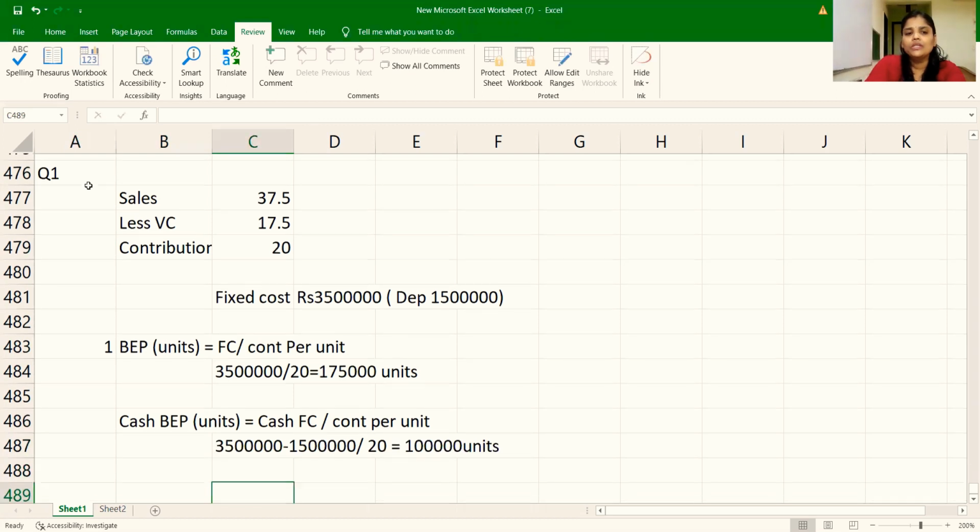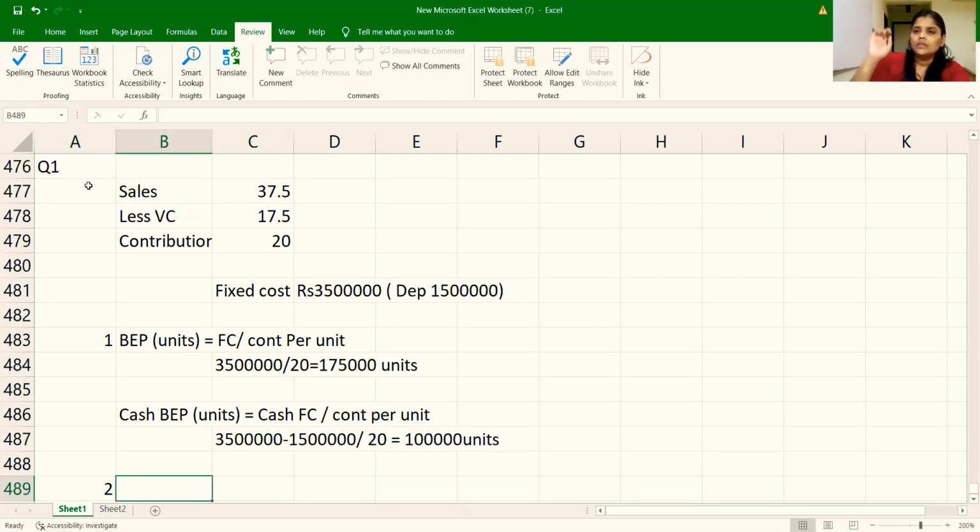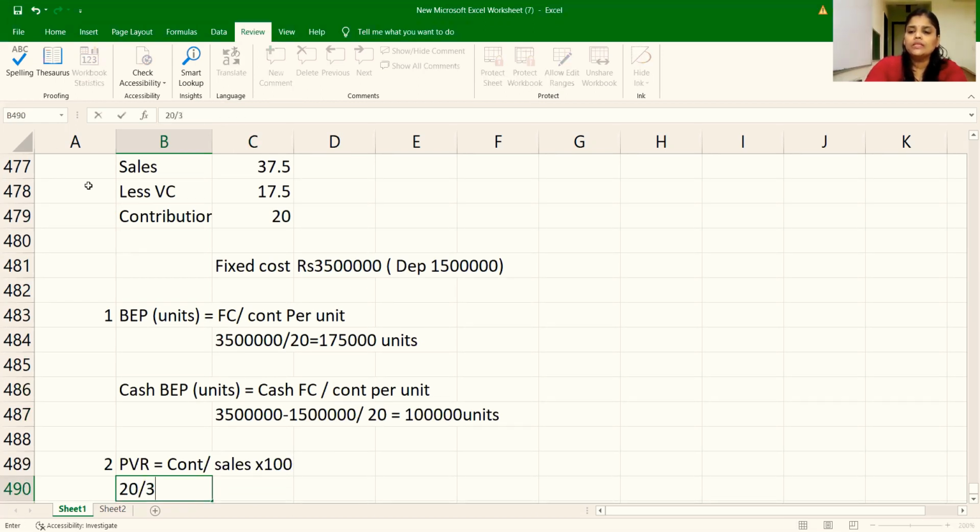So just check whether you understood this. Meantime, we'll move to the next one. Estimate the PV ratio, profit volume ratio. What is the PV ratio formula? Contribution upon sales into 100. What is the contribution? 20. What is the sales? 37.5 into 100. So just check what answer you're getting. 20 divided by 37.5 into 100. So I think you're getting 53.33%. That is your PV ratio.